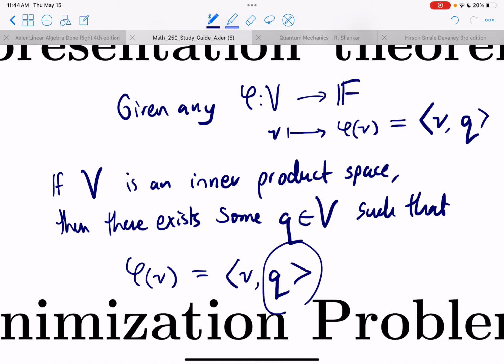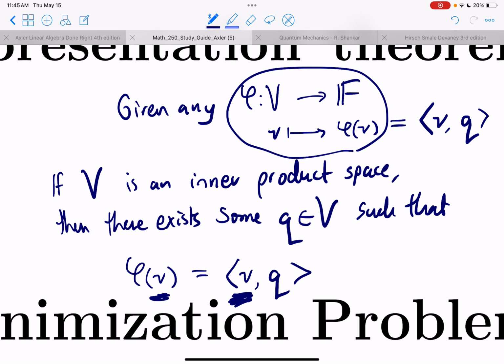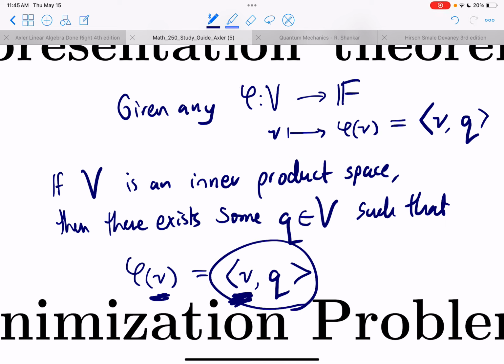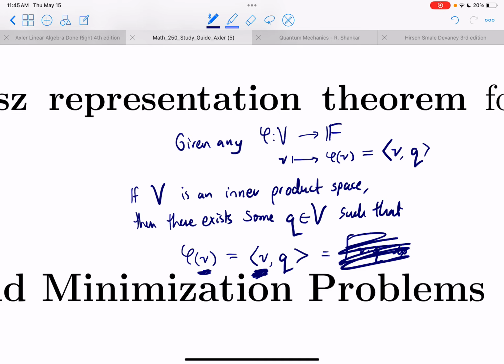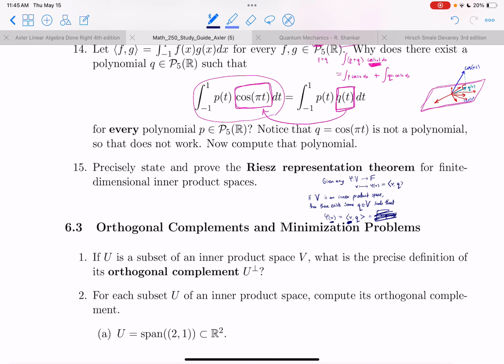I put the q over here because our book says this map should be linear in v, and we've decided that we're going to have linearity in the first slot and conjugate linearity in the second slot. So really this is like the bra in quantum mechanics, if that makes any sense to you. That's the idea. There's always some vector such that every linear functional, no matter what it is, is secretly an inner product. So if the inner product is an integral, then we're really doing the integral of whatever. Okay, so we're supposed to prove it.